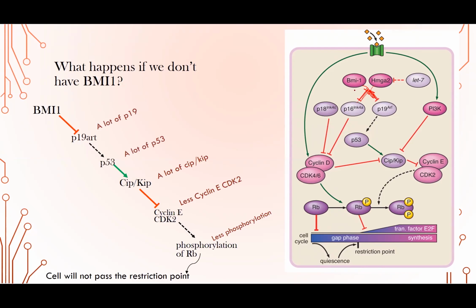So this is how you would analyze if they ask you about any type of protein. What if we remove it? What if we add more of it? You should follow the diagram and see directly what each thing affects next and how it affects the next one, and keep saying this in your mind. So there's no BMI1. That means there's a lot of P19. If there's a lot of P19, that means there's a lot of P53. So that's how you would go about analyzing this.